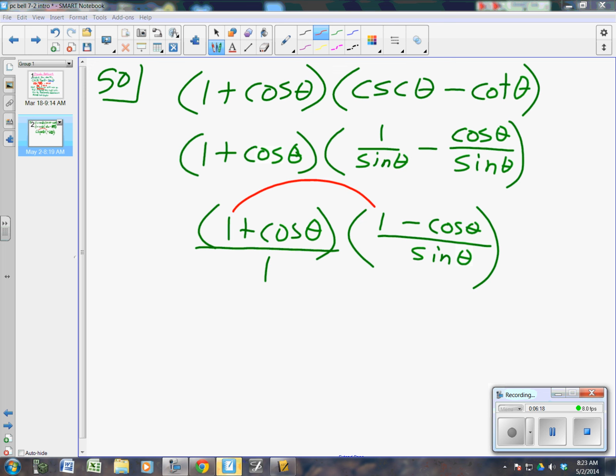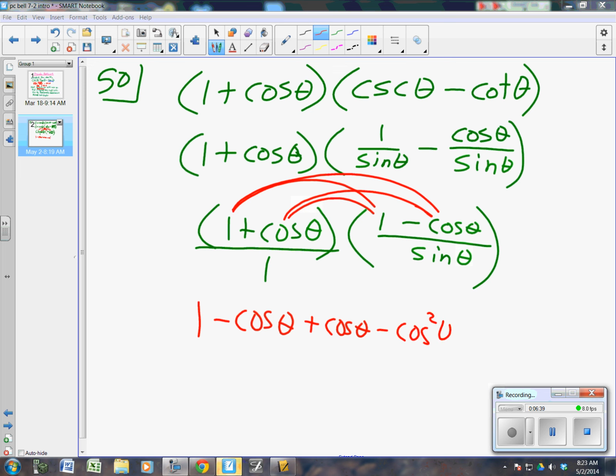So we're going to multiply. 1 times 1 is 1. 1 times negative cosine is negative cosine of theta. Cosine times 1 is cosine. And cosine times negative cosine is negative cosine squared. And then on the bottom we have 1 times sine of theta. Now, do you see anything we can do right here now?